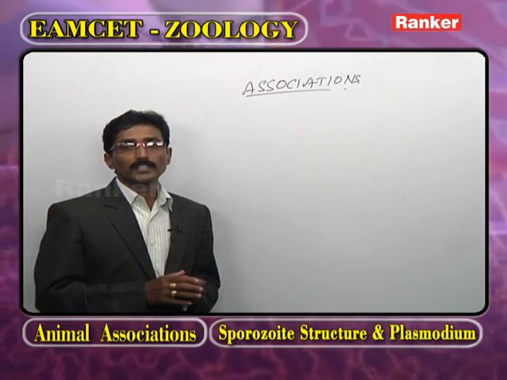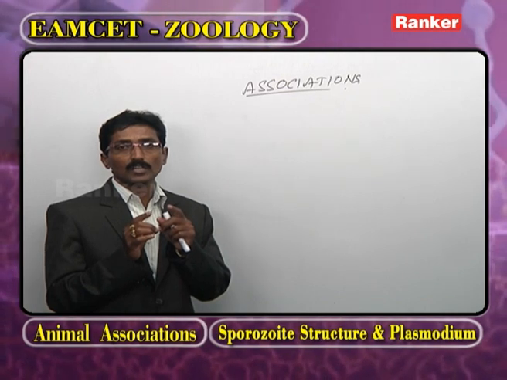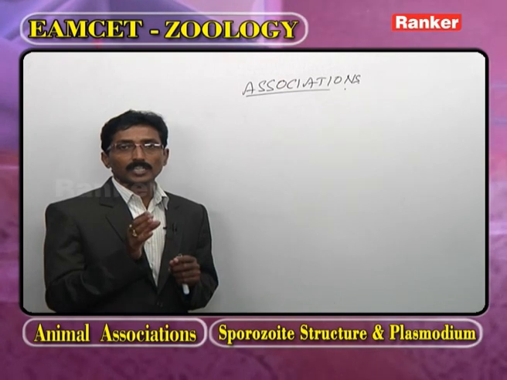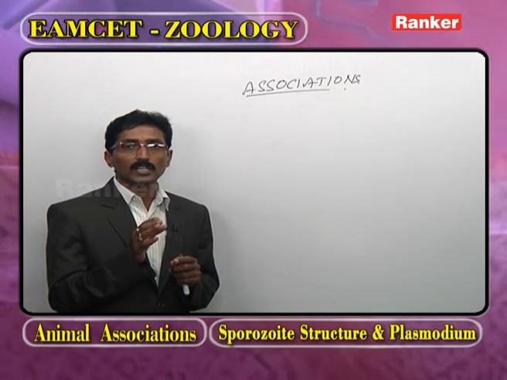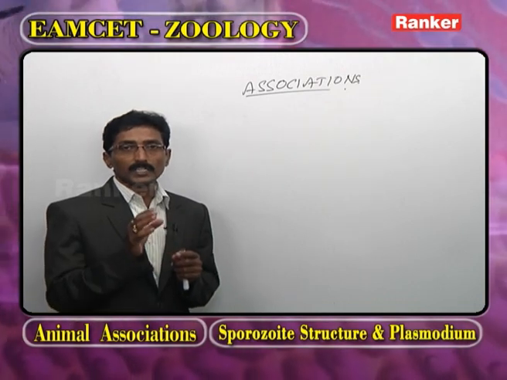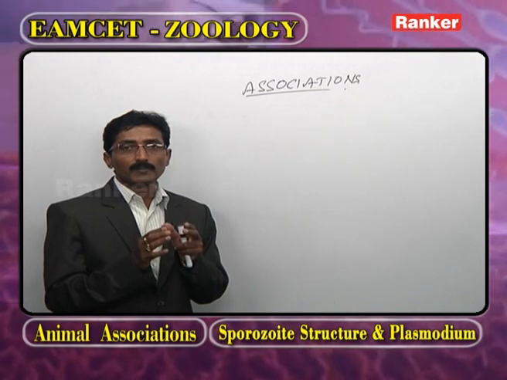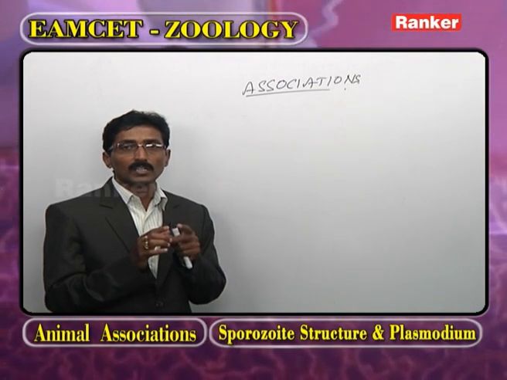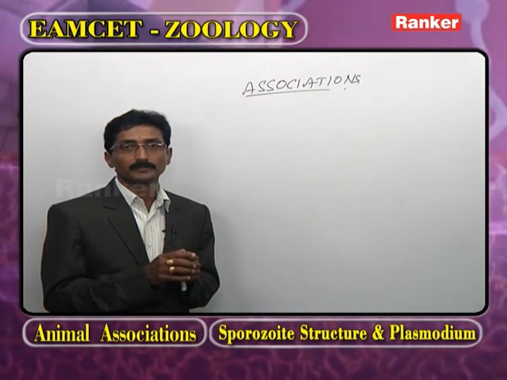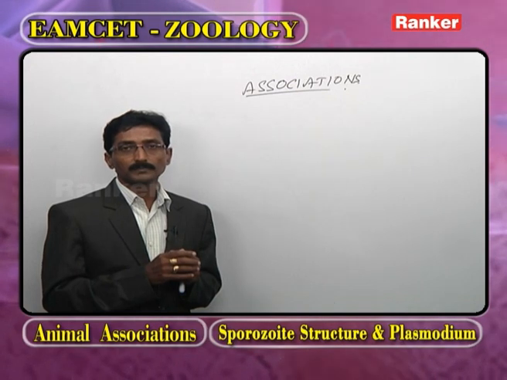One is mutualism. In mutualism, the two organisms are metabolically dependent. The second one is commensalism. In commensalism, the two organisms are metabolically not dependent. The third one is parasitism.